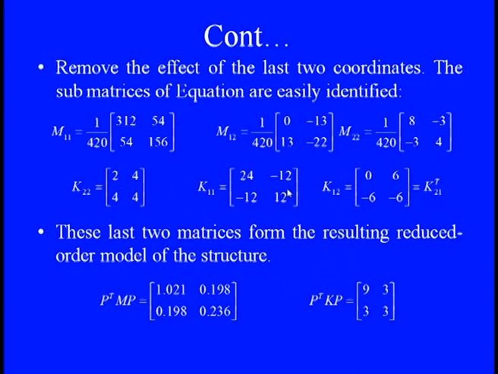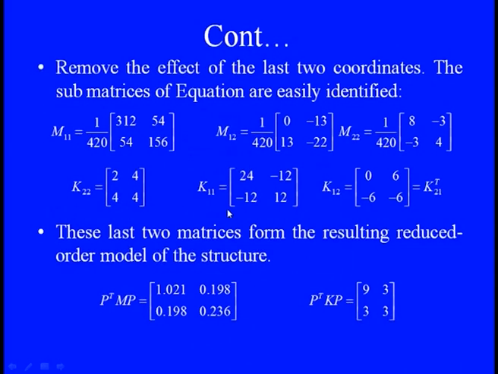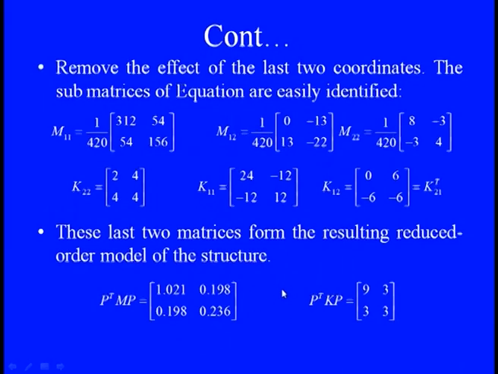Similarly, for the stiffness matrix, K22 is equal to 2, 4 and 4, 4, the last element, as I discussed. Then I can calculate K11 with the first part as 24, minus 12, minus 12, 12. K12 can be straightaway calculated as 12, minus 6 and 2. So it can be put here, and we get the transpose of this one. So K12 is this element, and K21 is its transpose.